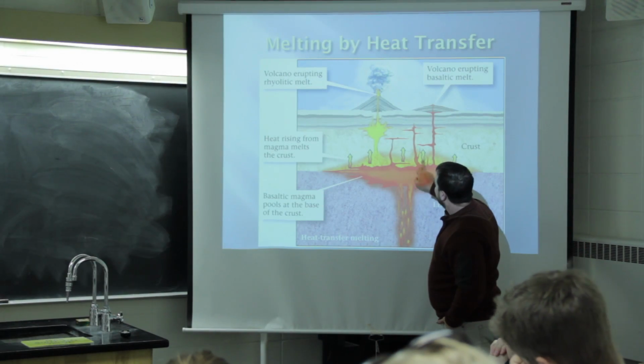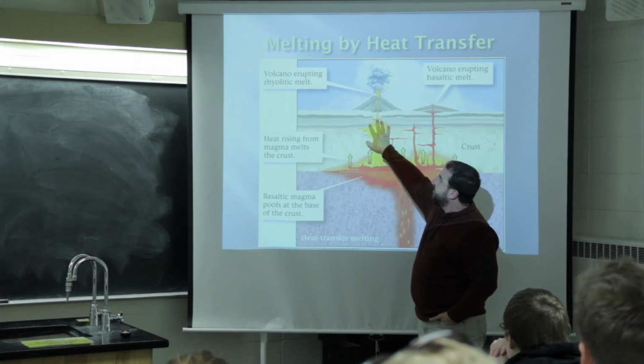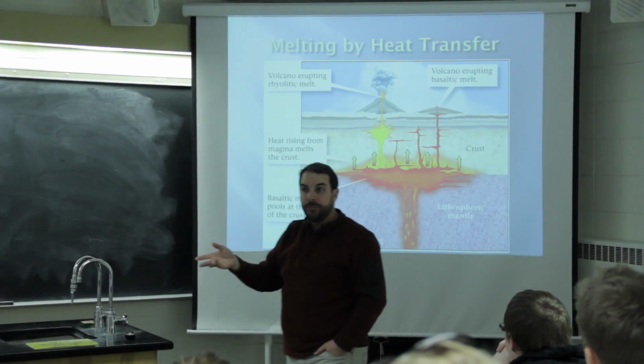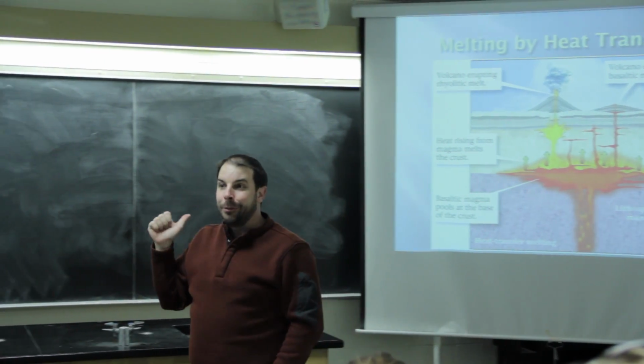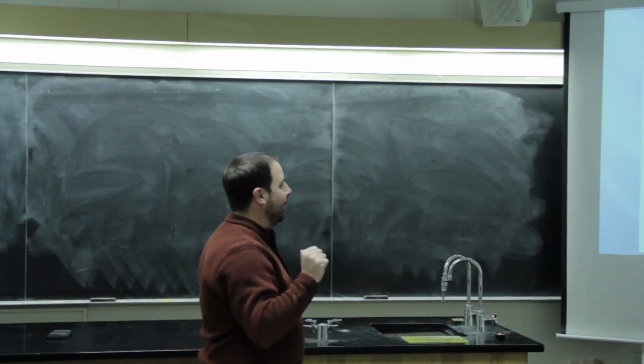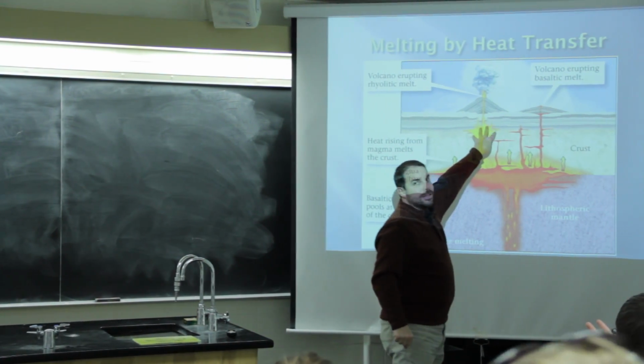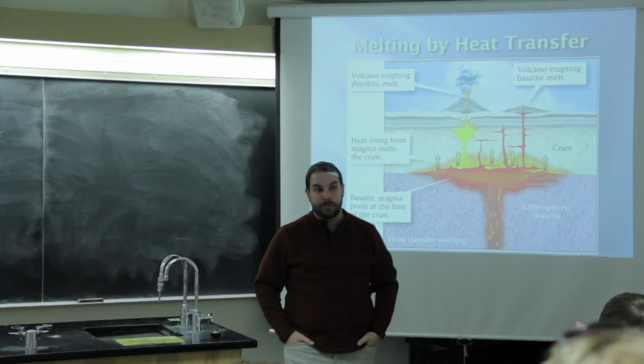But we also get some of the melted crust that rises up and forms more felsic or rhyolitic magmas. All right. And it's these ones that we got sidetracked with on Friday. It's these felsic and the rhyolitic melts that create large explosive eruptions.